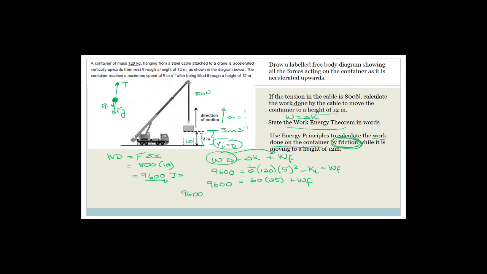So therefore you've got 9,600 minus this number here, which is 1,500. The work done against friction is 8,100 joules. That is how much energy was used up to overcome the force of friction. The rest was used to accelerate the object to a velocity of 5 meters per second in those 12 meters.